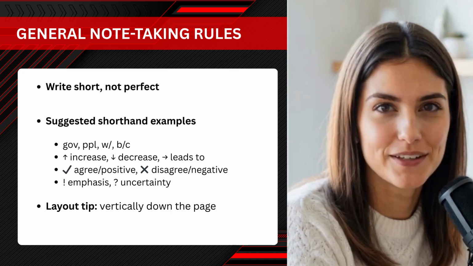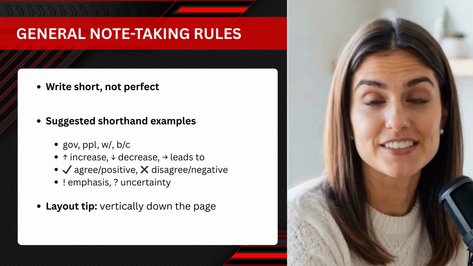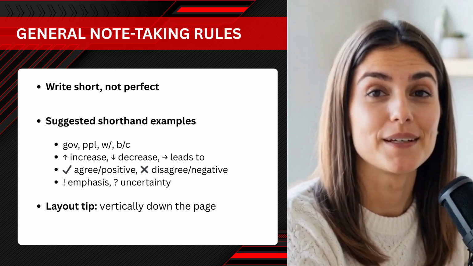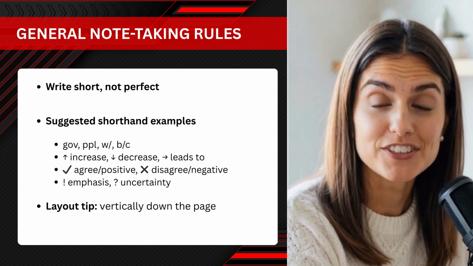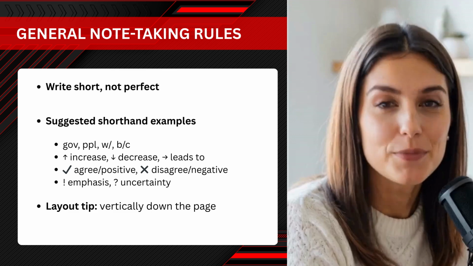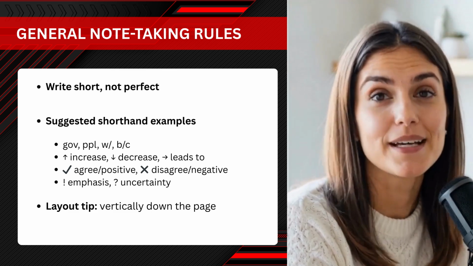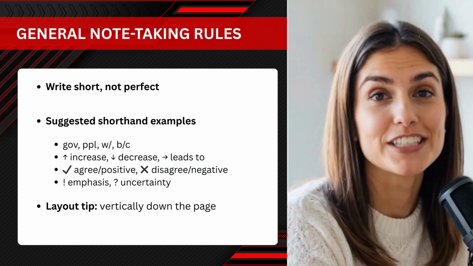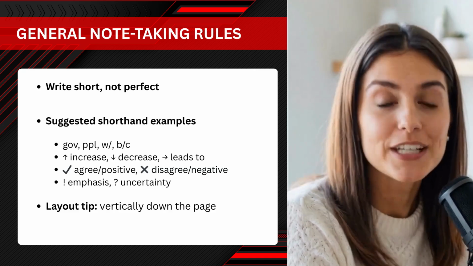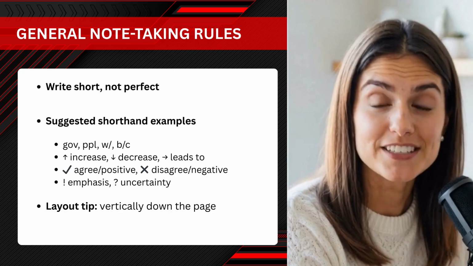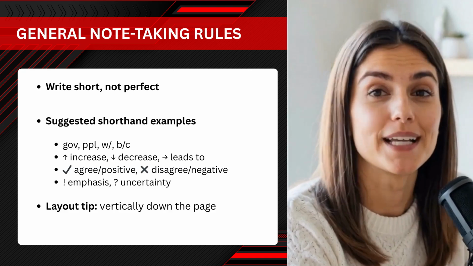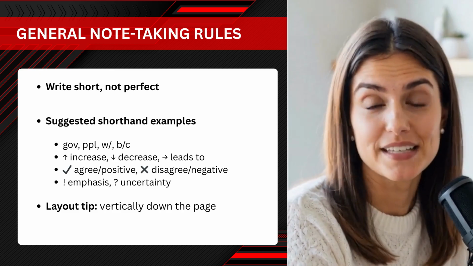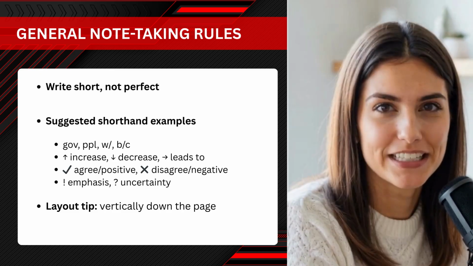Forget full sentences. Use point form, abbreviations, and symbols to save time. Common ones: gov for government, PPL for people, W/ for with, B/C for because, up arrow for increase, down arrow for decrease, right arrow for leads to, check mark for agree/positive, cross mark for disagree/negative. Create your own shorthand system and practice it until it's automatic. Write vertically down the page instead of horizontally. It follows the natural flow of speech and makes reviewing easier.